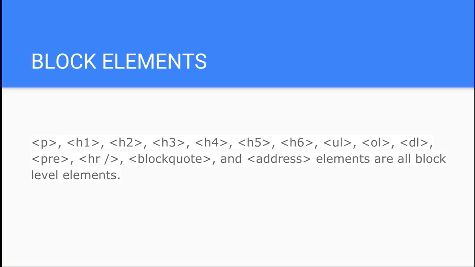For example, P, H1, H2, H3, H4, H5, H6, UL, OL, TL, PR, HR, blockquote, and address elements are the block level elements. They all start on their own new line and anything that follows them appears on its own new line.